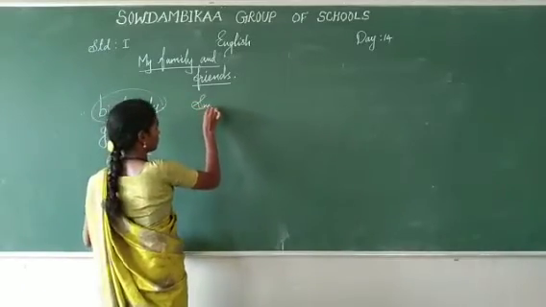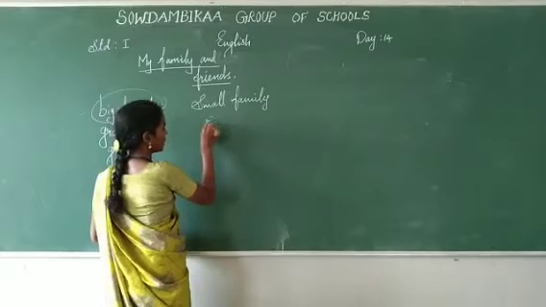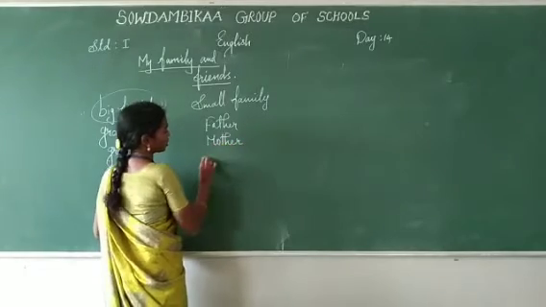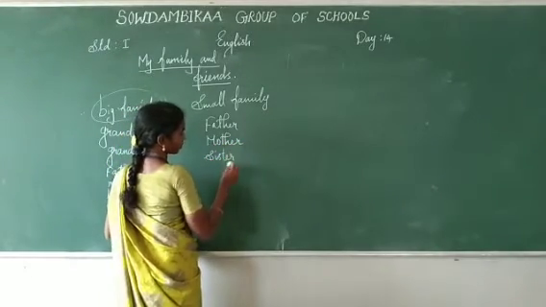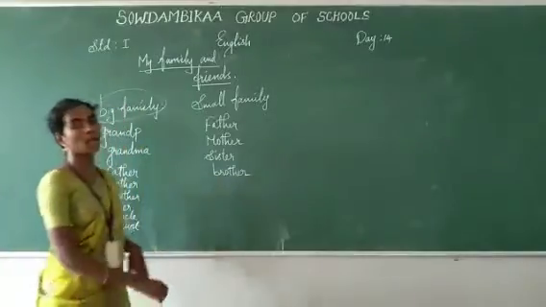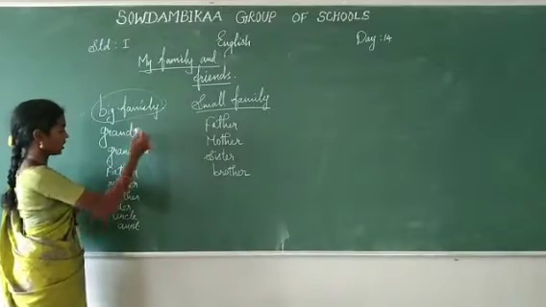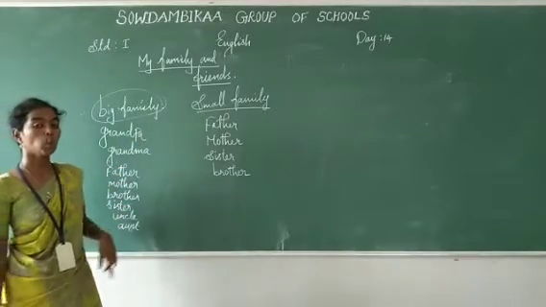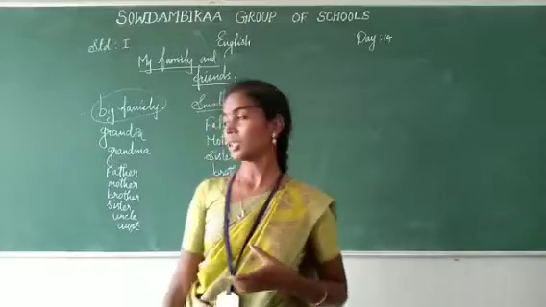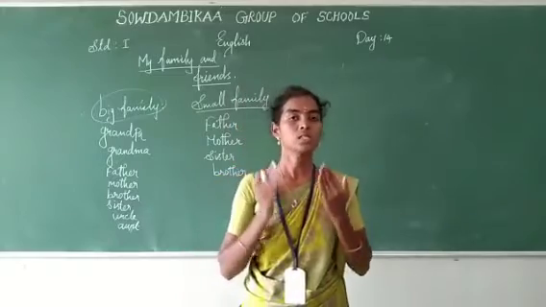In a small family, okay, a small family means only four or five members. Only father, mother, sister and brother. Okay, these four only are in the small family. Big family means grandpa, grandma, mother, father, brother, sister, uncle, all living together. A small family means only four members, father and mother and their children.